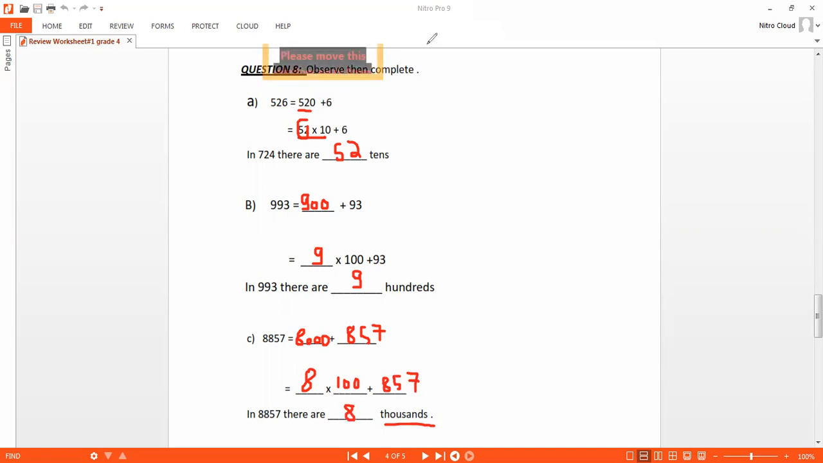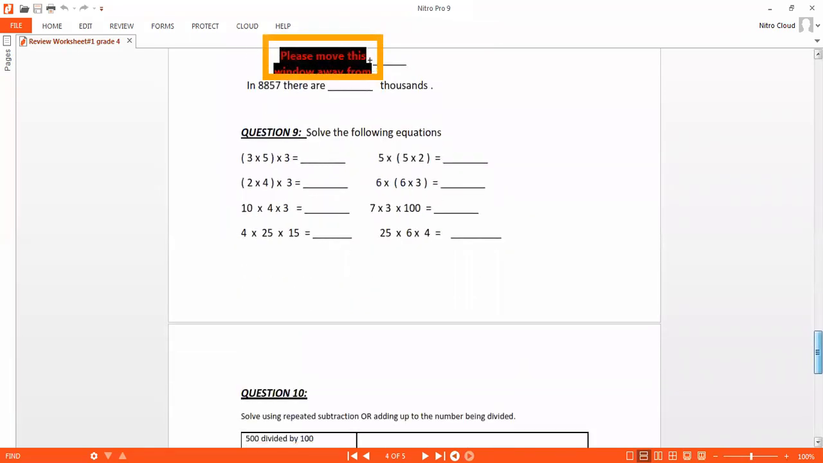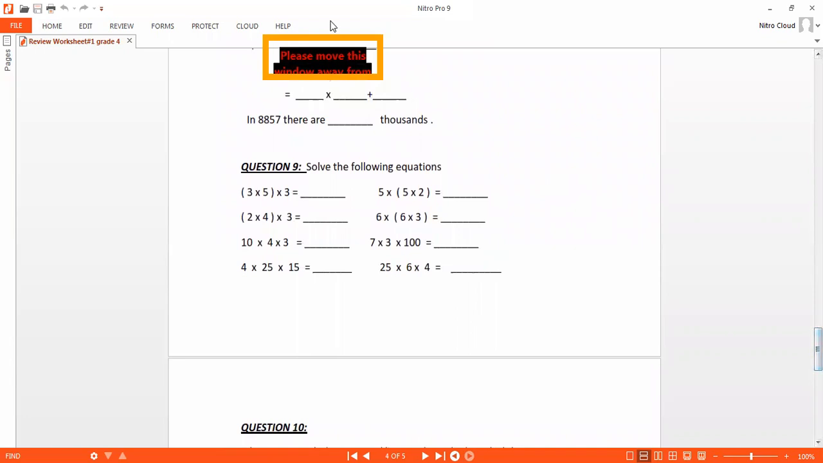Let us now continue to this part. In this part, we also have multiplication, but you have to find an easy way to do them mentally. Now, if you have parentheses, you have to do what's inside the parentheses. So what's 3 times 5? It's 15, right? And now 15 times 3 is 45. 2 times 4, it's 8, but 8 times 3, it's 24. So this is easy for you.